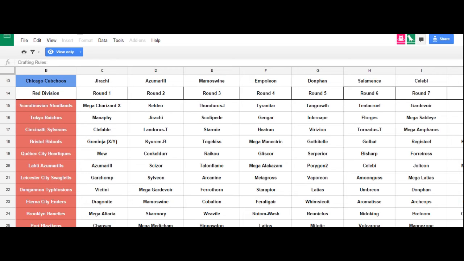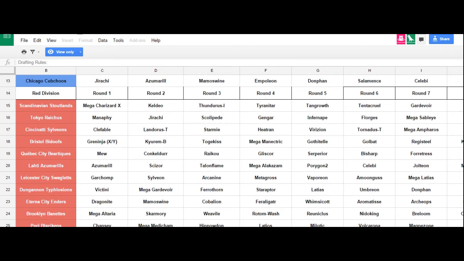Mm-hmm. And then in round four, no fairies were chosen in round four. So that was out of the ordinary. Very much so. And then we got both of those back-to-back. And then after that, it's like people realized that they needed to get their fairies, because you see Florges and Gardevoir dropping after that. So I feel like we got those at just the right time.